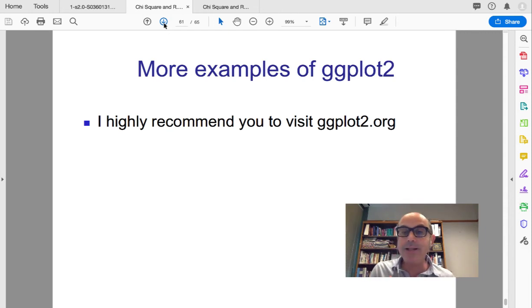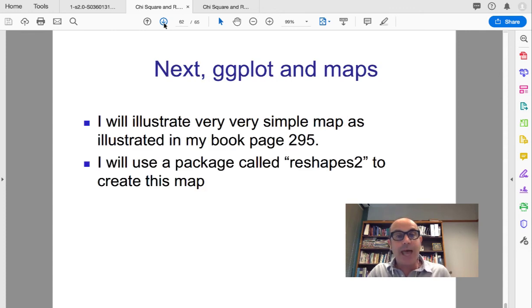I highly recommend that you visit ggplot2.org, which has now moved to another website, but this is the foundation of the shape.